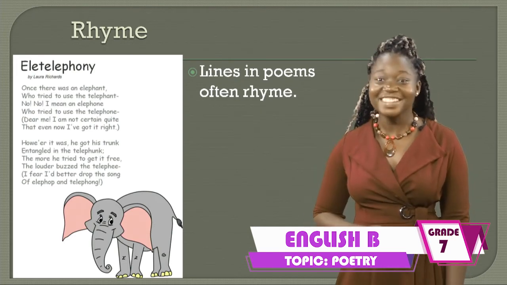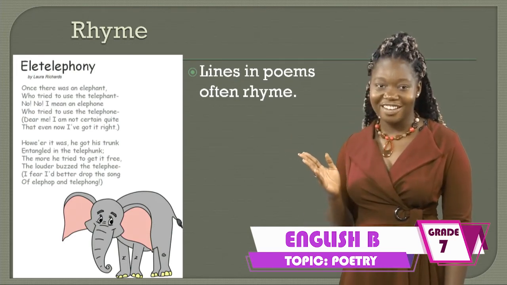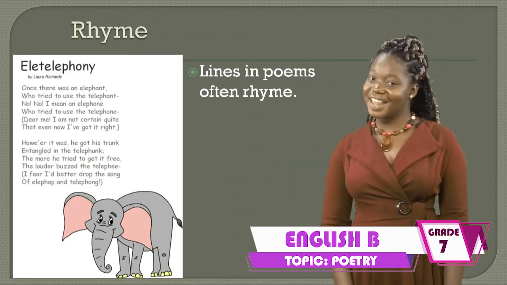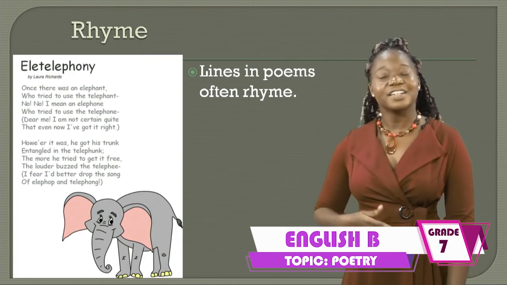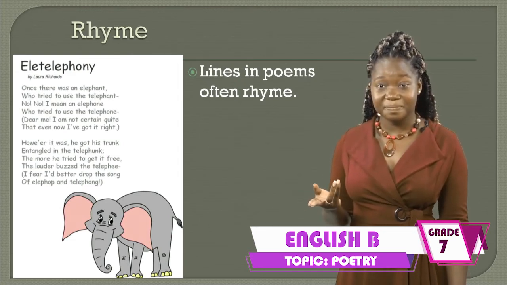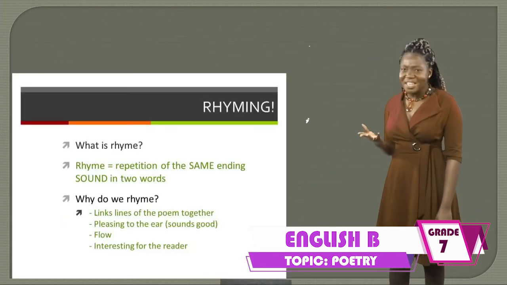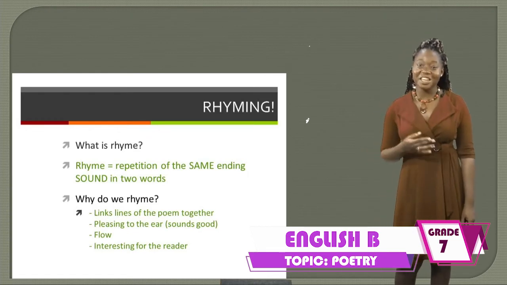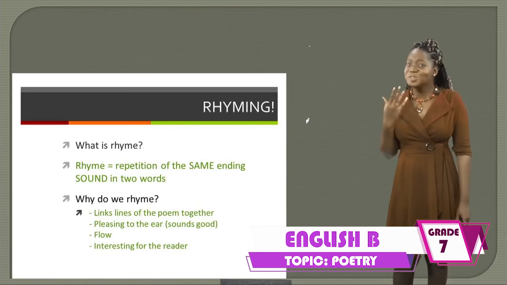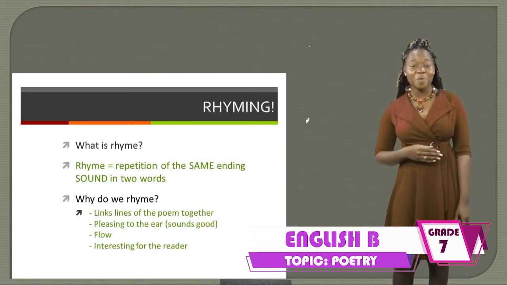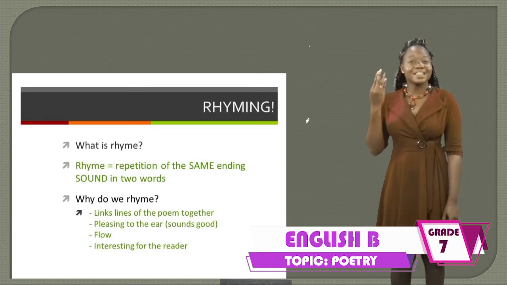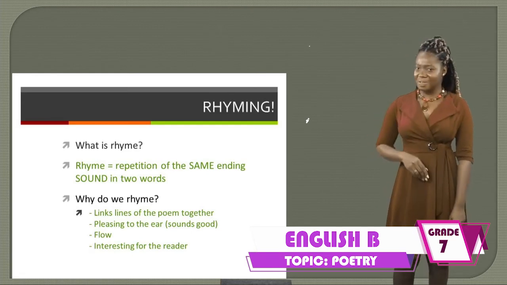That's quite right. Trunk, telefunk. Free, telefee. And the last 2 are song and telephone. That's what rhyming is all about. What is a rhyme? It's the repetition of the same ending sound in 2 words. Why do we rhyme? Because we want to link lines of a poem together. It is pleasing to the ear. Don't you like how those sound?